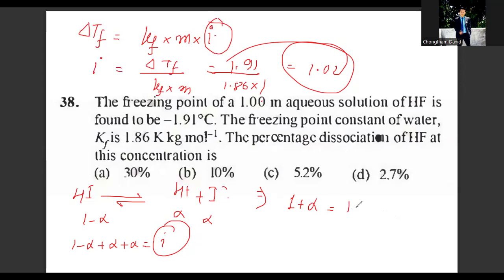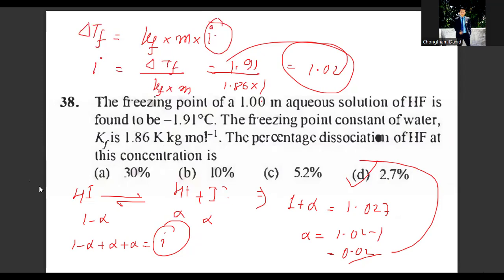You now have 1.02. So 1 plus alpha is 1.02, let us say. So alpha would be 1.02 minus 1. This is 0.02. So when you multiply with 100, the closest answer would be option D. I hope this question is clear and understood.